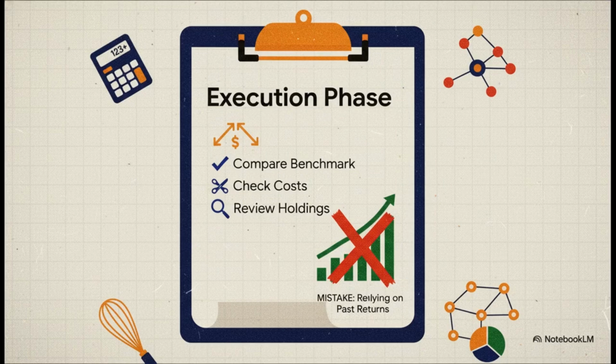Finally, we hit the execution phase. Step 6 demands we compare the fund against the benchmark index. Step 7 is aggressively checking costs so the expense ratio doesn't rob our future value. We review the portfolio holdings in Step 8, and we monitor it regularly in Step 9. But please look at those mistakes at the bottom. I want to emphatically warn you, relying entirely on past performance is the most common, most dangerous mistake any investor can make. You absolutely must factor in the fees, the math, and the risk.